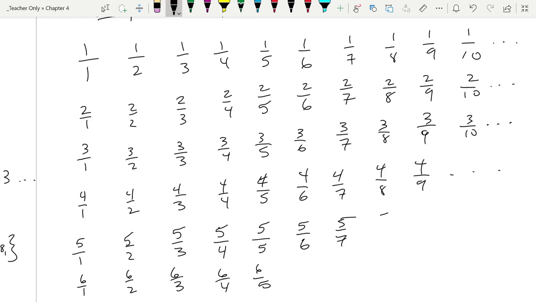It's actually faster to think this way than it is the other way. Isn't that interesting? I wonder what the mental thing about that is. 6 over 6, 6 over 7, 6 over 8, 6 over 9. Okay, so there we go.